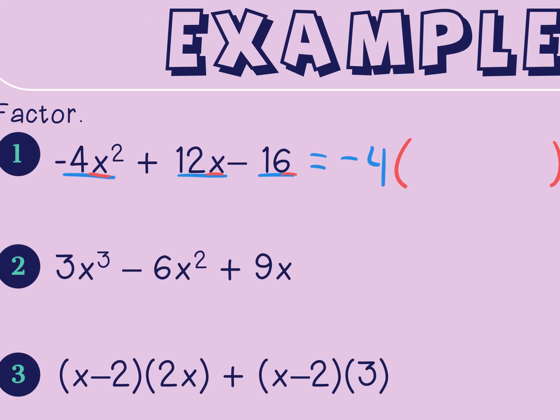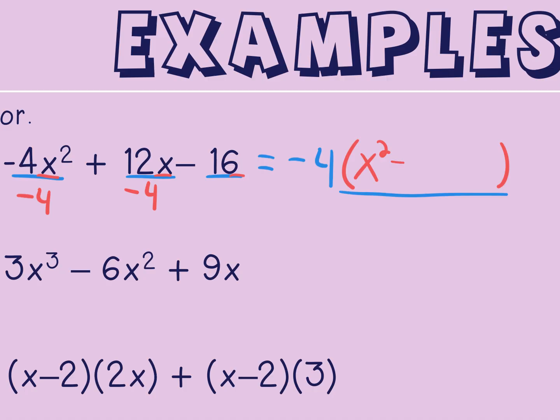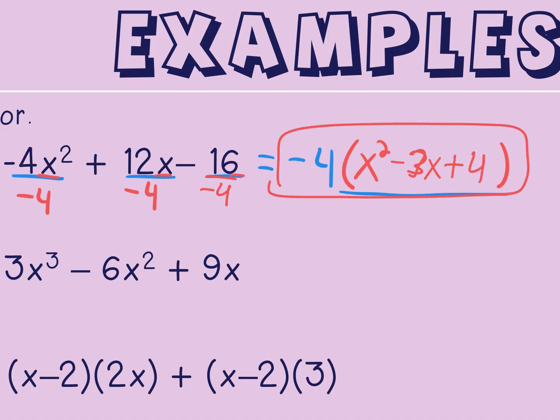So then let's write the parentheses right next to it. So what was our process for that? How do we get what's inside here? Very good. Divide everything by the greatest common factor. So let's divide negative 4x squared by negative 4. What does that give you? X squared. All right, so it gives you 1 as the coefficient, but then keep in mind there's still the x squared there. What about positive 12x divided by negative 4? Good, negative 3x. And then what about negative 16 divided by negative 4? Positive 4. So this is your factored expression.